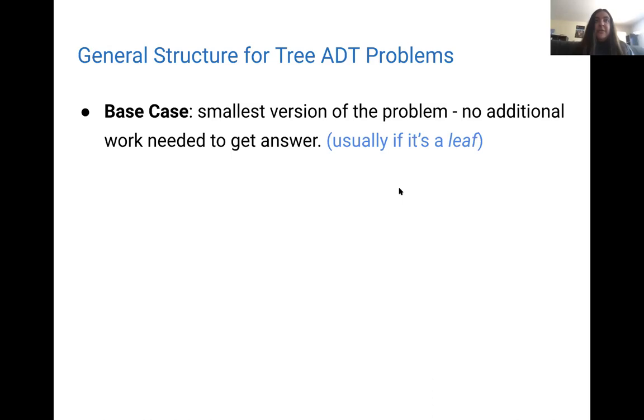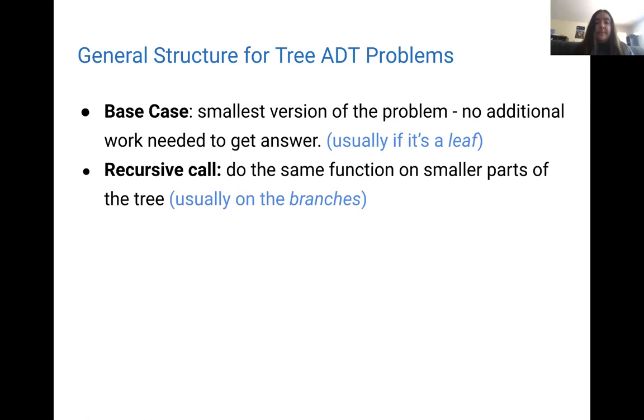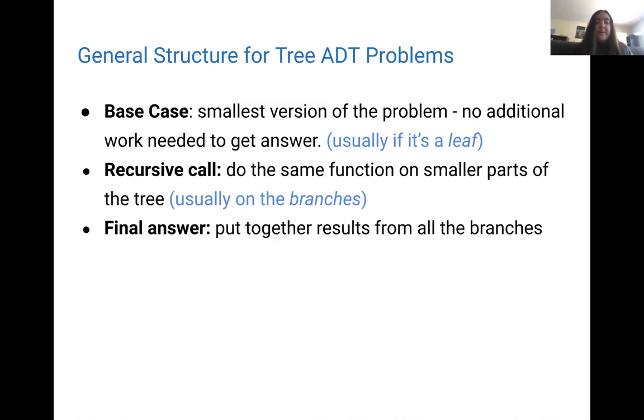For tree questions, typically the base case is going to be something involving the tree being a leaf, because you don't need to make any recursive calls on that tree since there are no branches. For the recursive call, it works very well if we recursively call the function on our individual branches because they are themselves trees. So any function that takes in the whole tree can take in the branches as well.